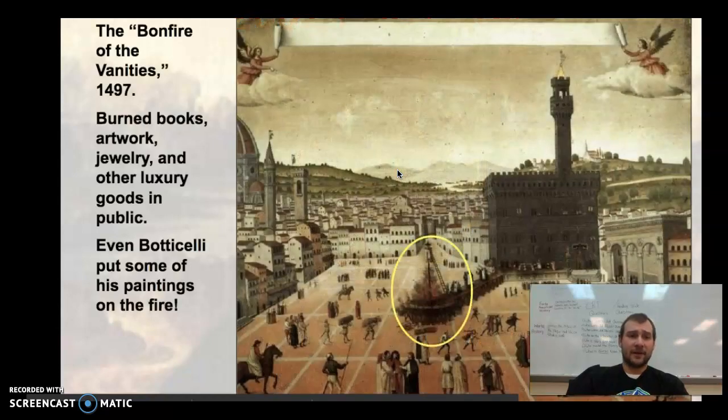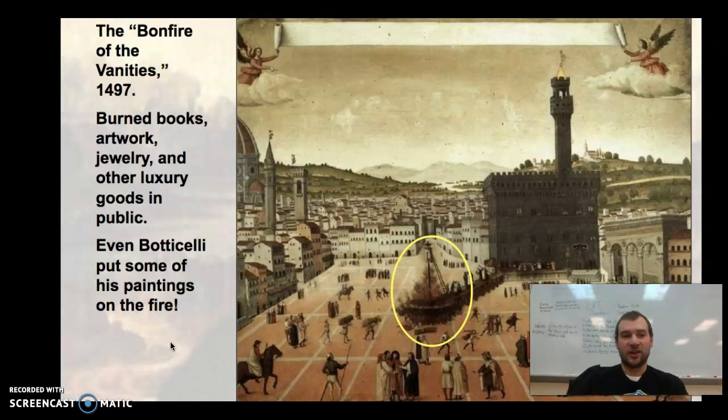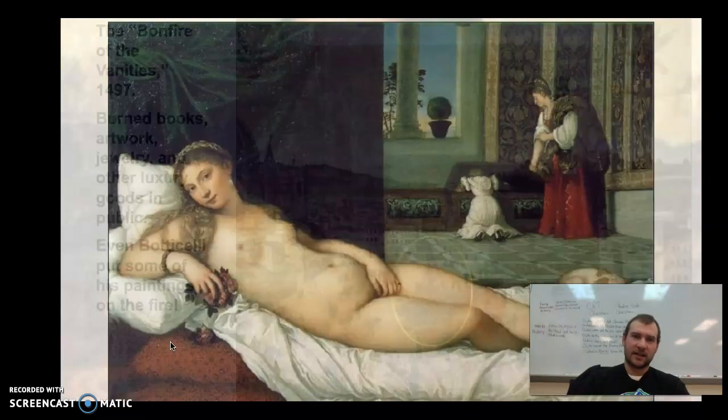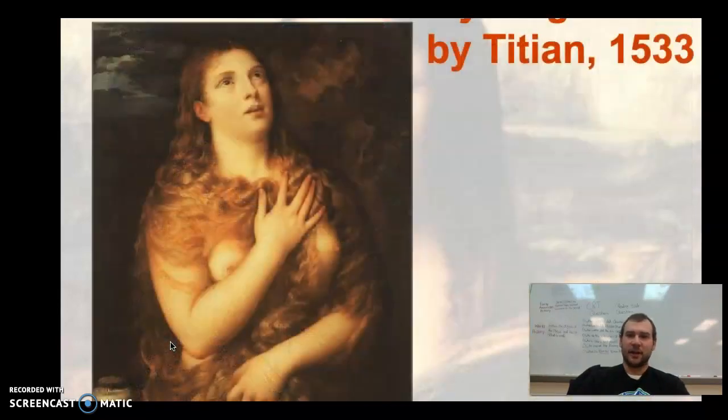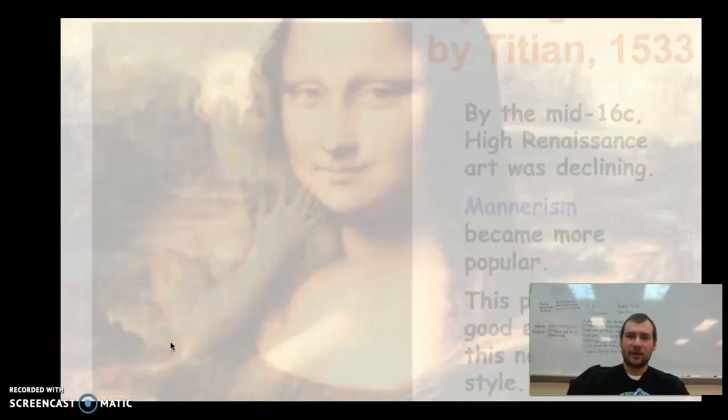Let's skip ahead. The Bonfire of the Vanities: people burned books, artwork, jewelry, and other luxury goods in public. Even Botticelli put some of his paintings in the fire. Basically, people were against the arts. There were a lot of sinful things being displayed, with the nudity and all that kind of stuff. So we have a little setback there. But we're not going to spend too much time on that. We're just going to be focusing on the people themselves. Yeah, we're not going to worry about Titian.